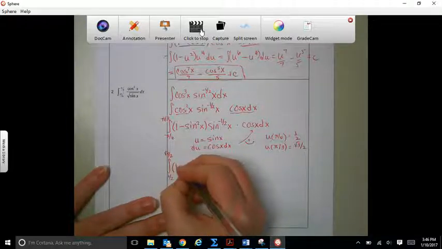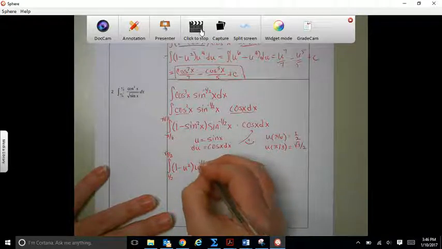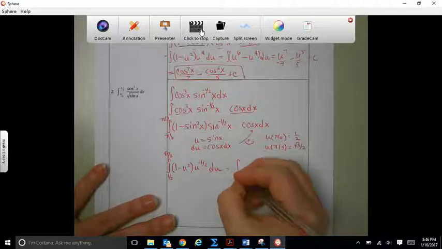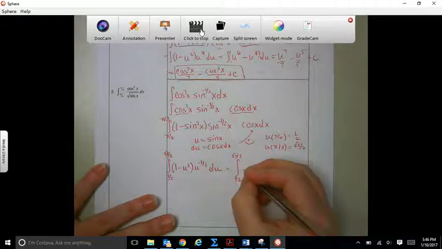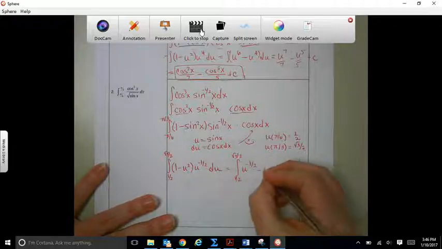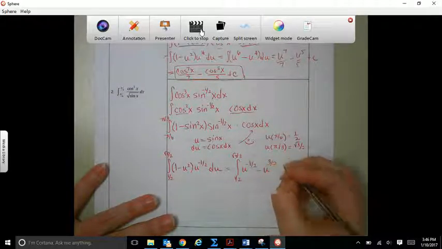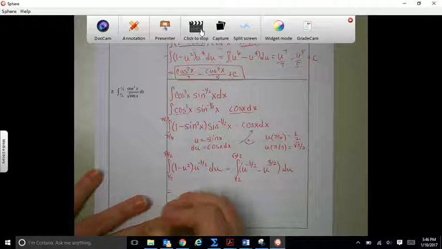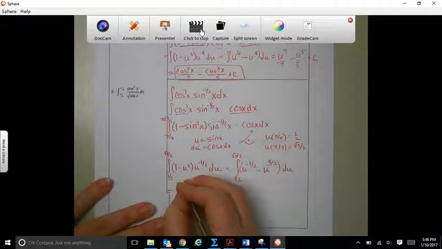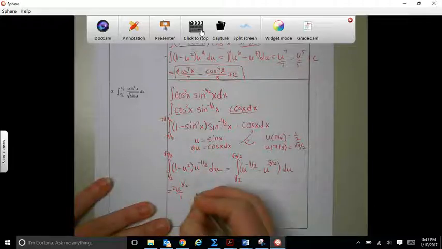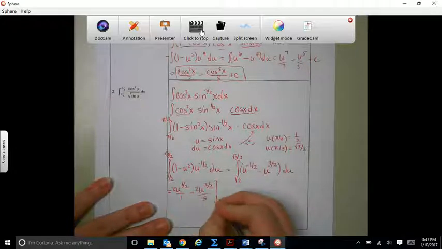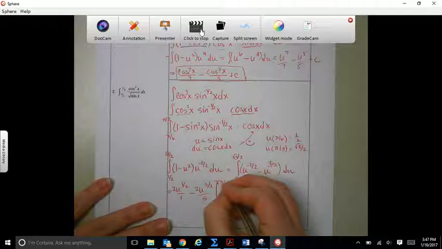I have 1 minus u squared, u to the negative 1/2 du. Let's go ahead and distribute so that we can do our power rule. Okay, so my power rule, I'm going to add 1 and divide by the new power. Add 1, divide by the new power. And now I evaluate from 1/2 to radical 3/2.